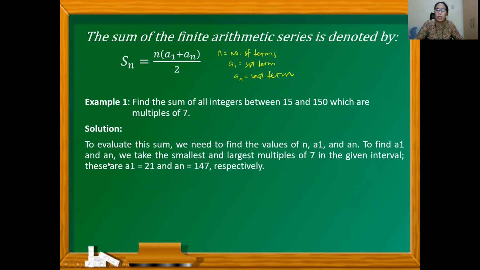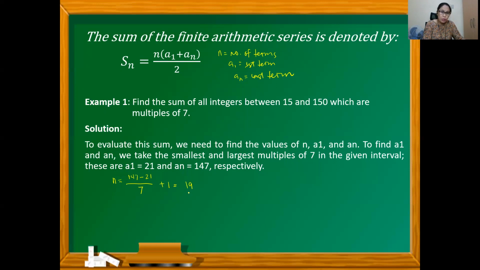Then to find a sub 1 and a sub n, we take the smallest and largest multiples of 7 in the given interval, and these are 21 and 147 respectively. Now, to obtain the value of n, we subtract a sub n minus a sub 1, divide the answer by 7, and add 1. So n is equal to 147 less 21, divided by the common difference d, plus 1.